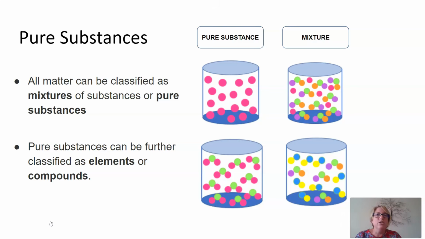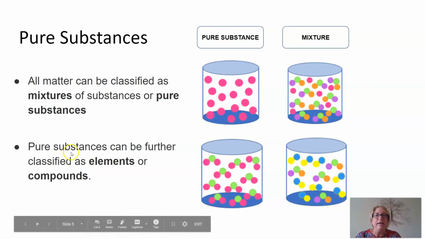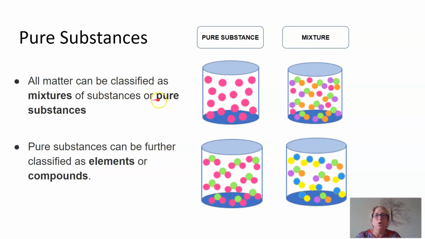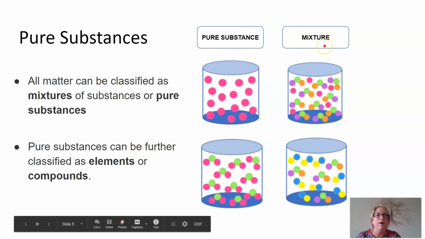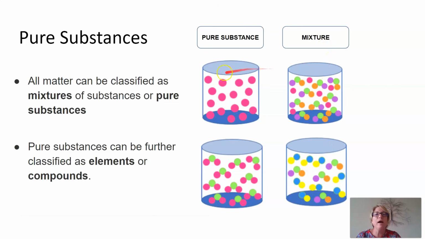The first thing that I'd like to look at are pure substances. So all matter can be classified as mixtures of substances or pure substances. A pure substance can be further classified as elements or compounds. So if we have a look here, these two diagrams here are pure substances and these diagrams here are a mixture. So if we have a look at the first substance here, this substance only contains pink circles.